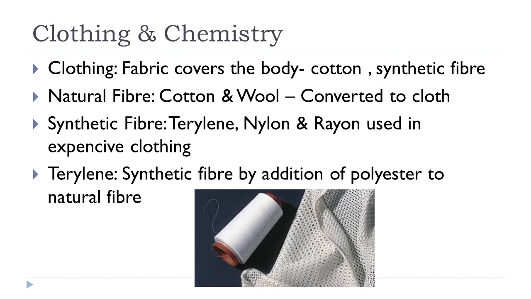What is the meaning of polyester? Polyester fiber. It is a strong fiber. It is resistant to most chemicals. So it is quickly drying. So that is the meaning of polyester fiber. So what is terylene? It is a synthetic polyester fiber or fabric formed by addition of the polyester to the natural fiber.